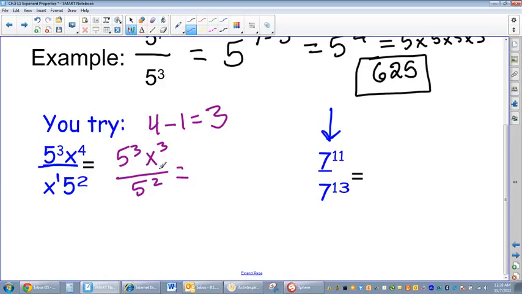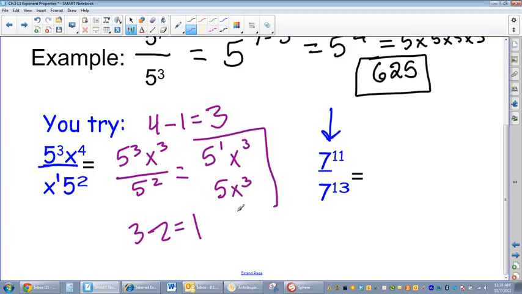Good. So we get 3 minus 2 is what? 1. So we get 5 to the first, x to the third. Is that how you were going to say it? Okay. So you might have written it like this, or you might have just written 5x cubed. Both. Okay, could you walk us through how you did number 2?